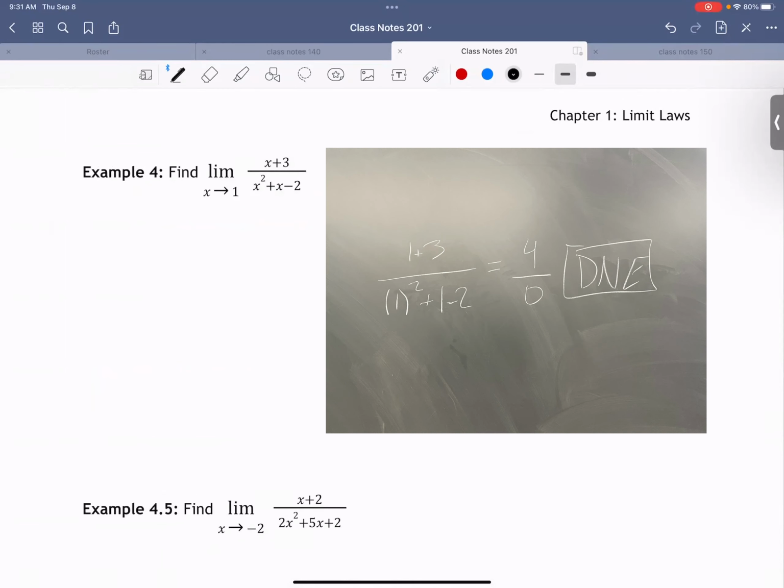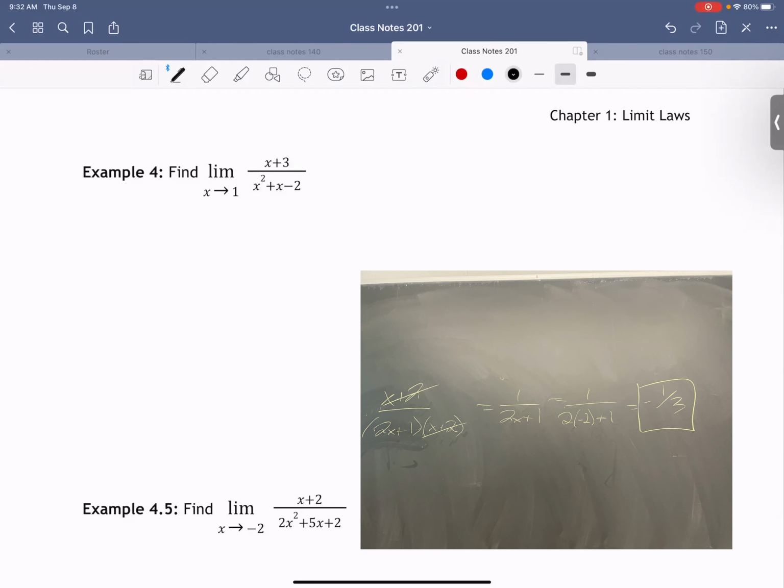Blake, you wrote up example 4, right? Do you mind taking us through this one? Yeah, so I just plugged in 1 into x. You have 1 plus 3 over 1 squared plus 1 minus 2. And that would be 4 over 0. Does not exist. Okay, so with these, all you have to do is plug in. If there's a 0 on the bottom but not 0 on top, does not exist.